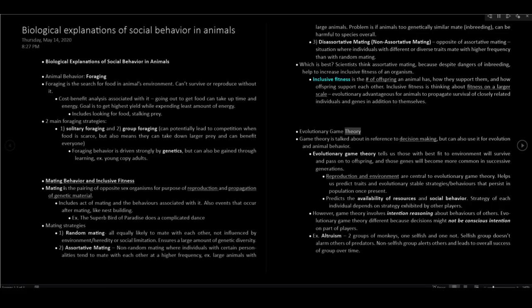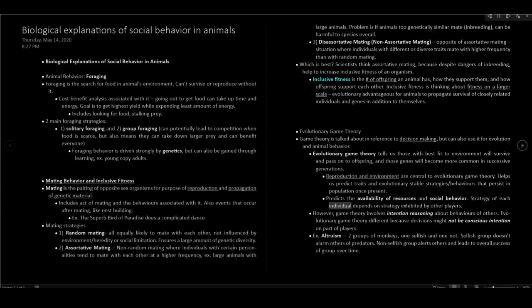Evolutionary game theory. Game theory is talked about in reference to decision-making, but we can also use it for evolution and animal behavior. Evolutionary game theory tells us that those with the best fit to the environment will survive and pass on genes to offspring, and those genes will become more common in successive generations. Reproduction and environment are central to evolutionary game theory. It helps us predict traits and evolutionarily stable strategies and behaviors that persist in a population once present. It predicts the availability of resources and social behavior.